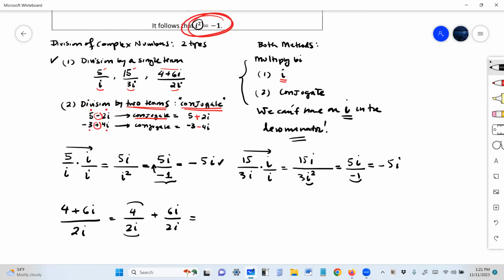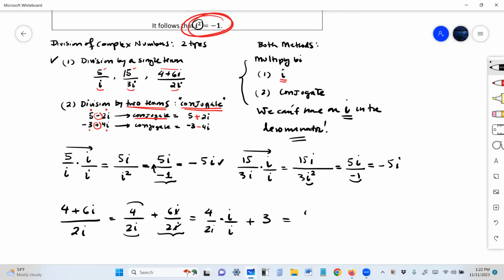You missed it. So this is 4 over 2i times i over i. But notice that in this case, I don't need to do it because the i's cancel. And I have 6 over 2, which is 3. So I don't need to do that one. But the first division I do.